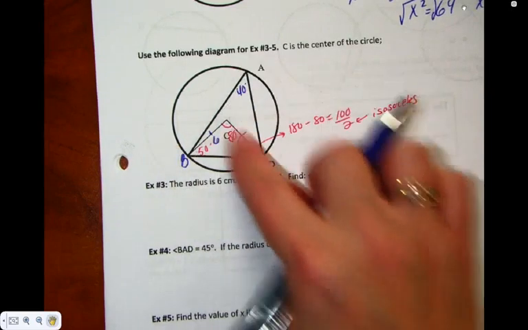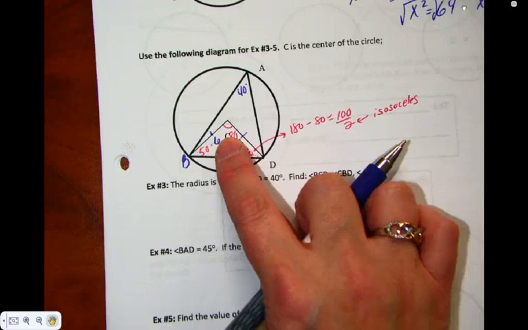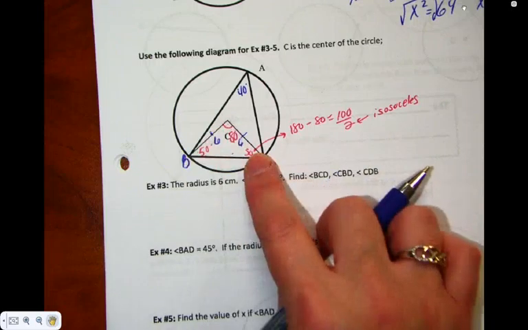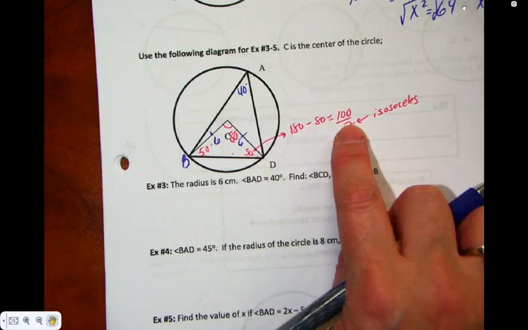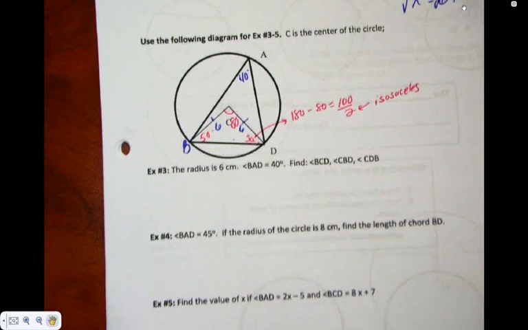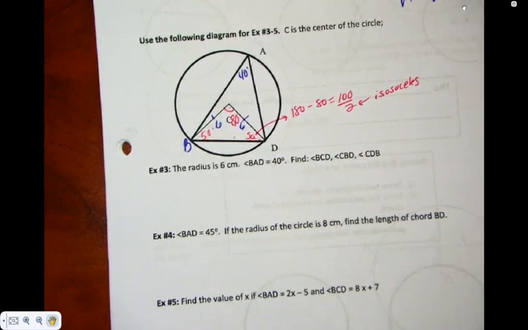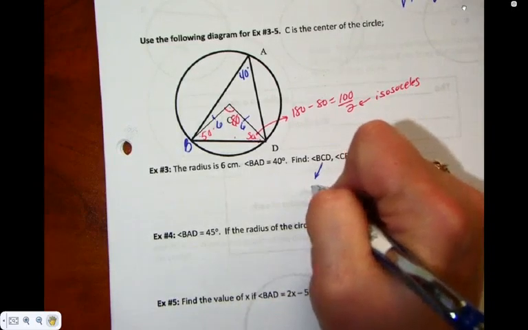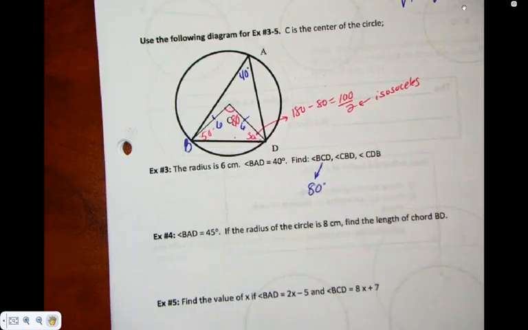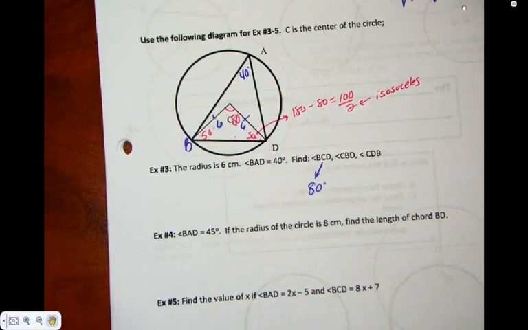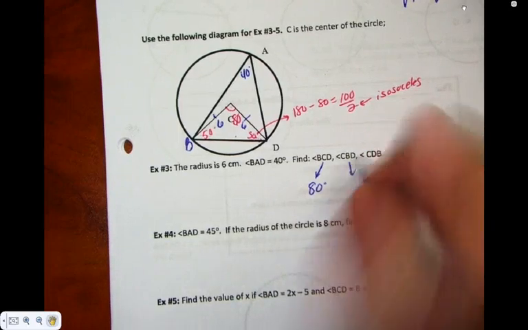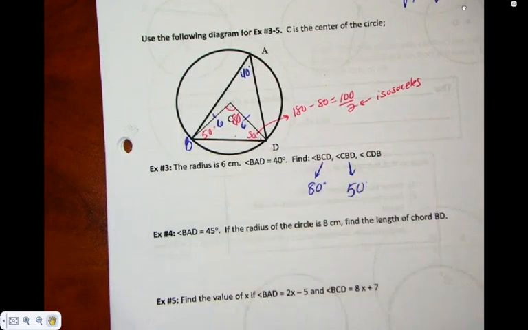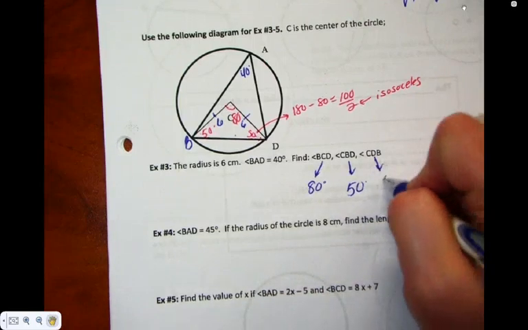So I started with the arrowhead, and we know if the top is 40, the bottom, or the central, has to be 80. This is an isosceles triangle, and if I've already used 80, I have 100 left. 100 divided by 2 has to be 50. Okay, find B to C to D. Did we already find it? Yeah. What's B to C to D? Did we find C to B to D? What is it? Did we find C to D to B? What is it? 50.